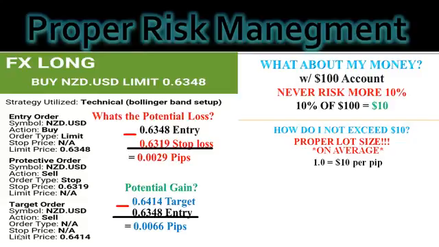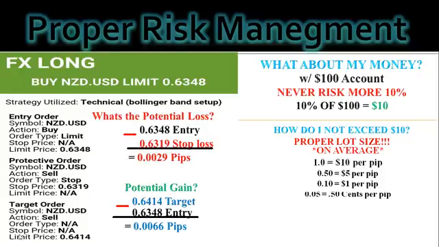To give you an idea of how to do the math on that, let's say I'm willing to do a standard lot at 1.0. That's $10 per pip. If I was going to take a 29 pip loss, I would multiply 29 times $10. That's a $290 loss. That means if I lost this particular trade, I would lose $290. Now 0.50 equals $5 a pip. 0.10 equals $1 per pip. 0.05 equals 50 cents per pip, and 0.01 equals 10 cents per pip.